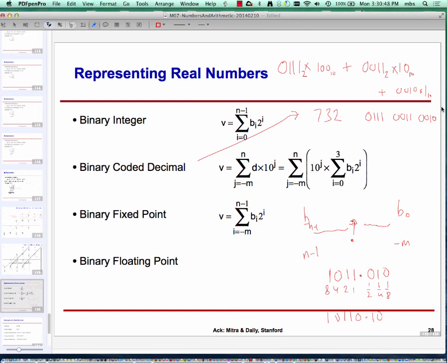Binary floating point is the complicated stuff. Here I start thinking of numbers in scientific notation. Our calculators have things like 76 E3. That is the same as 76 times 10 to the power 3. It's the same logic. So this is called the mantissa, and this is called the exponent. In binary floating point, the mantissa and exponent are binary numbers, and they could be signed.